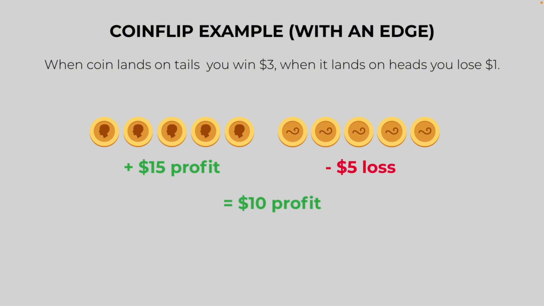Now imagine if you would win $3 instead of $1 when it lands on heads. Now your 5 wins total $15 and your 5 losses total only $5. So 15 minus 5 is $10 profit. This simple concept is what all profitable traders use to their advantage, with no exception.